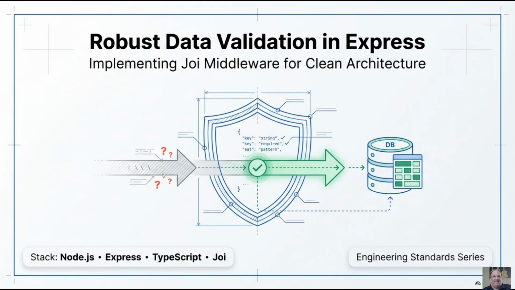So today we're going to look at Joi, the most powerful schema validation library for JavaScript. And more importantly, we're going to learn how to wire it into Express as middleware so your route handlers stay clean and your validation stays bulletproof.